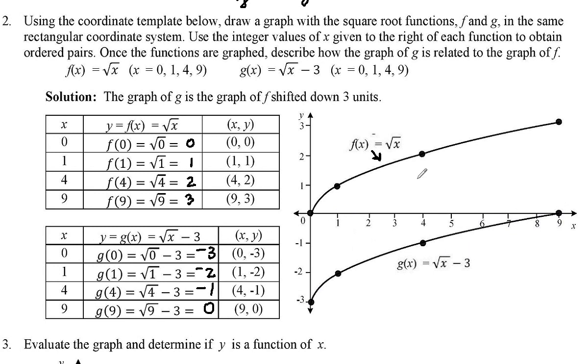And then they want to know what's the relationship between these graphs. The graph of g of x is the graph of f of x, and everything is shifted down 3 units. So it's the graph of f of x equals root x shifted down 3.